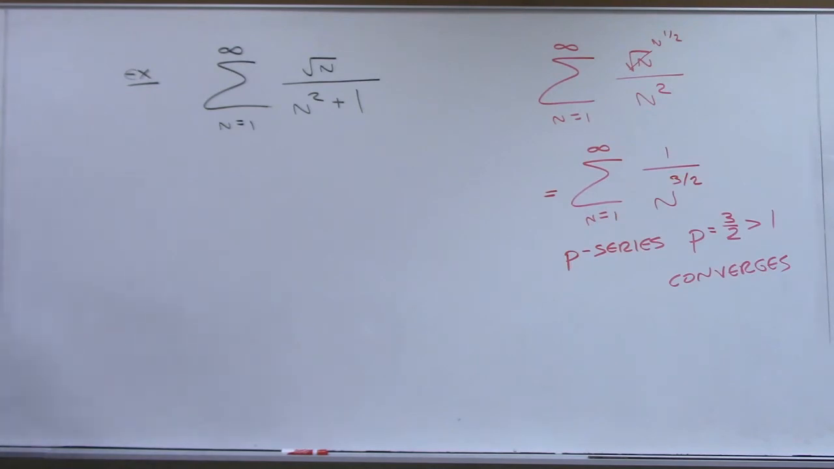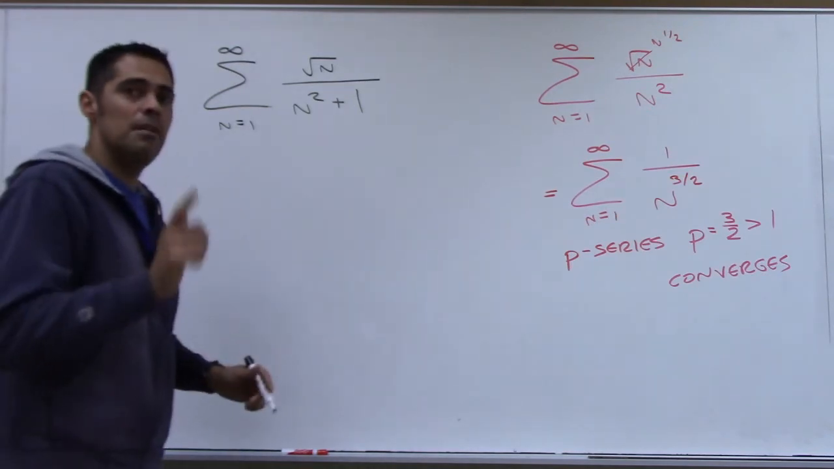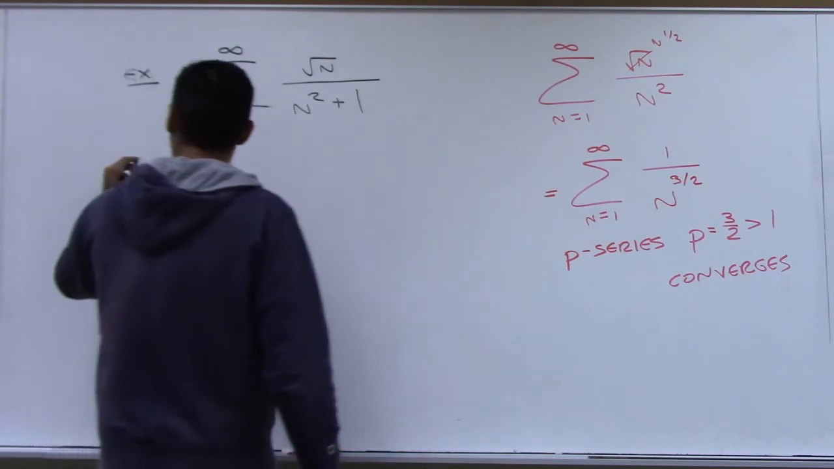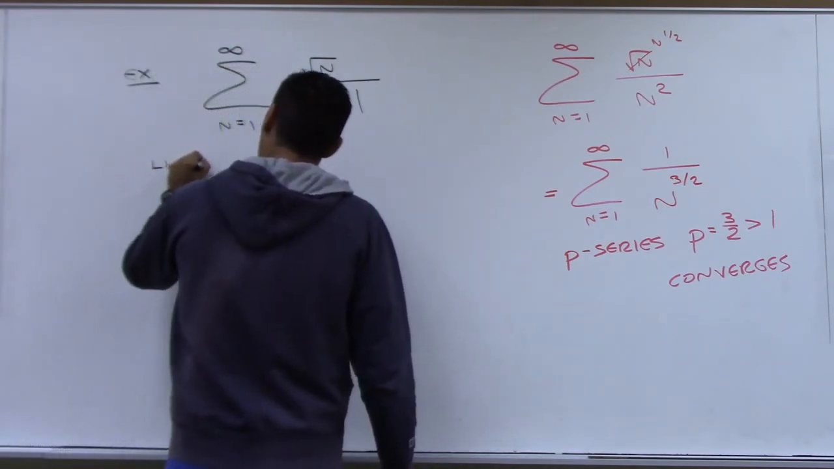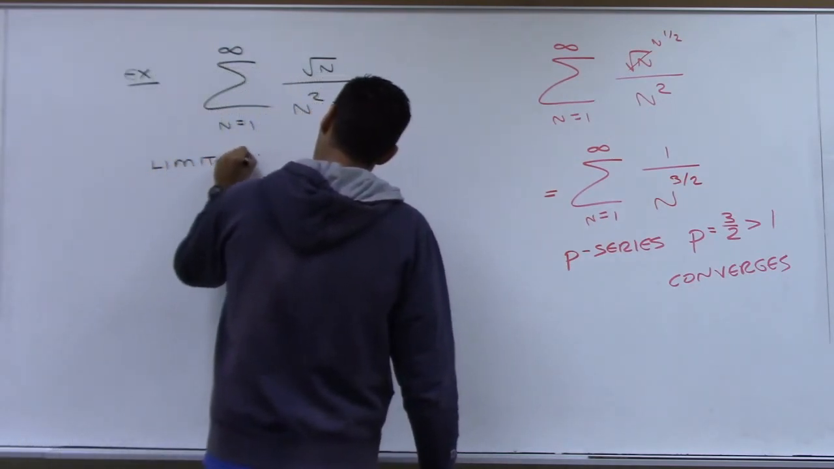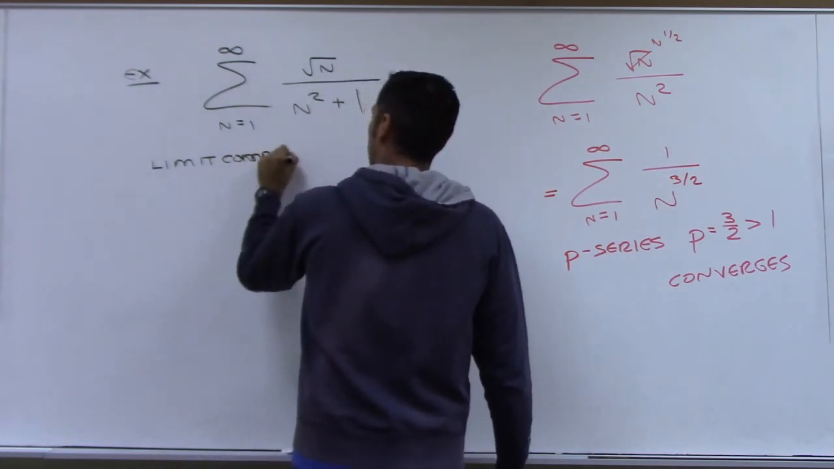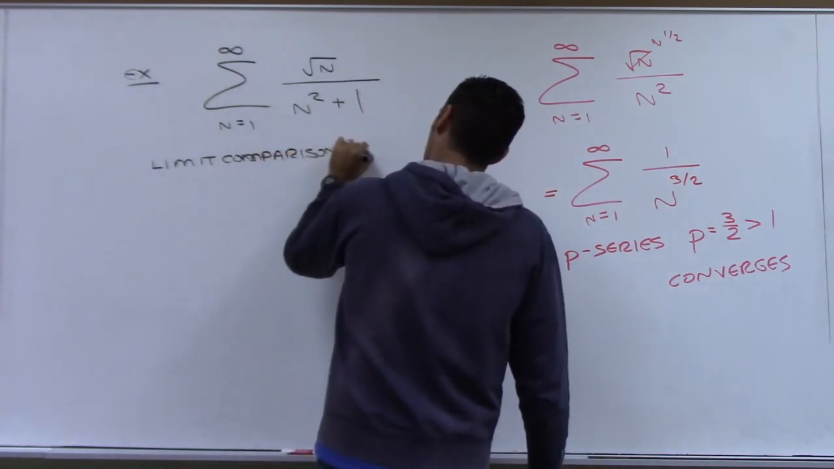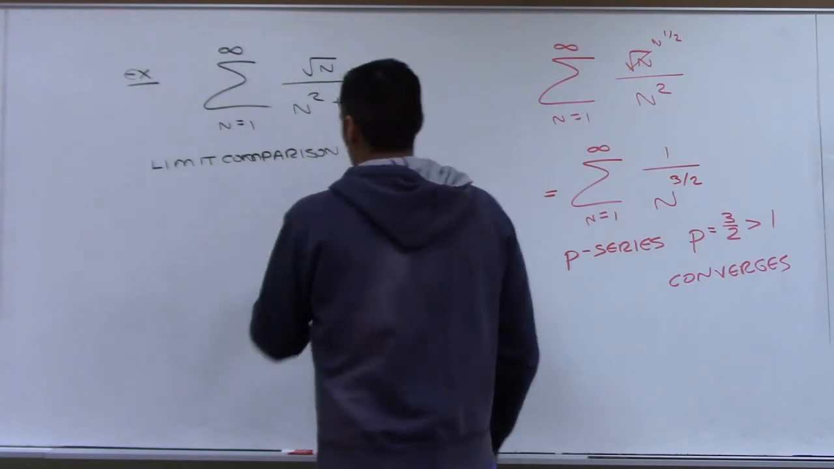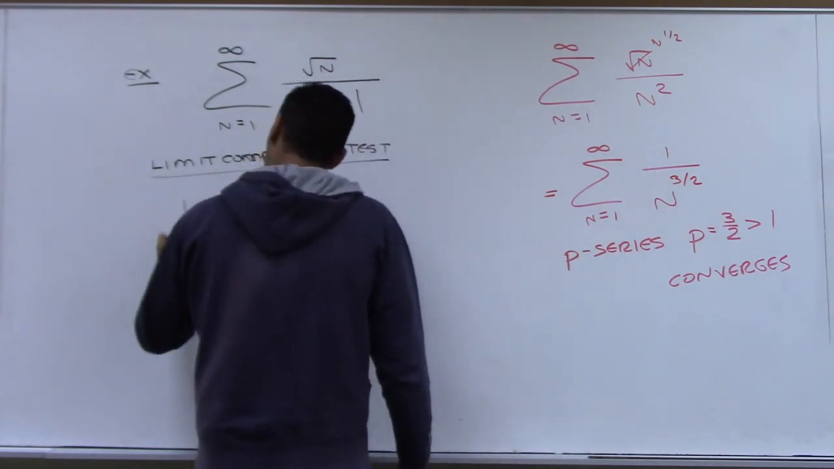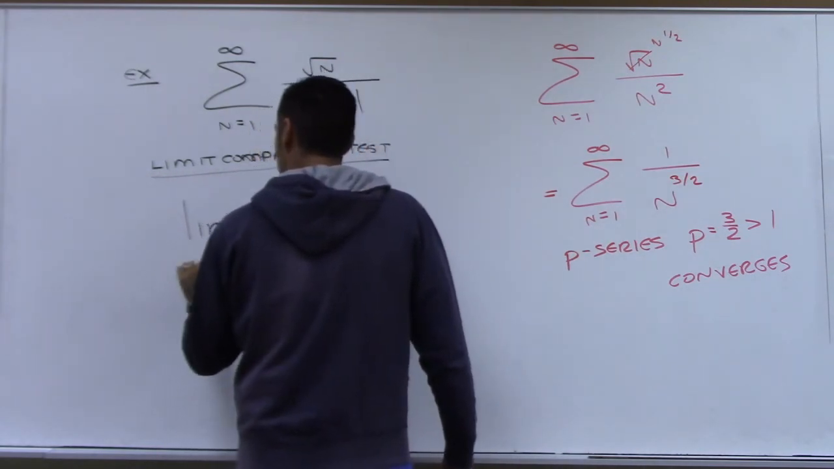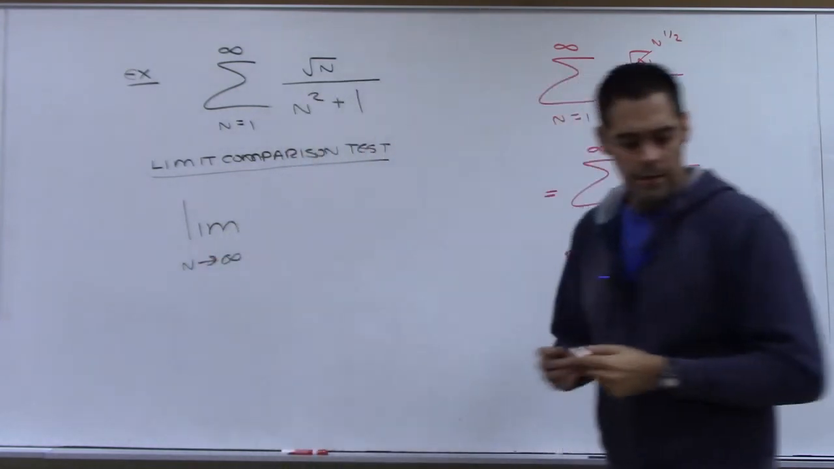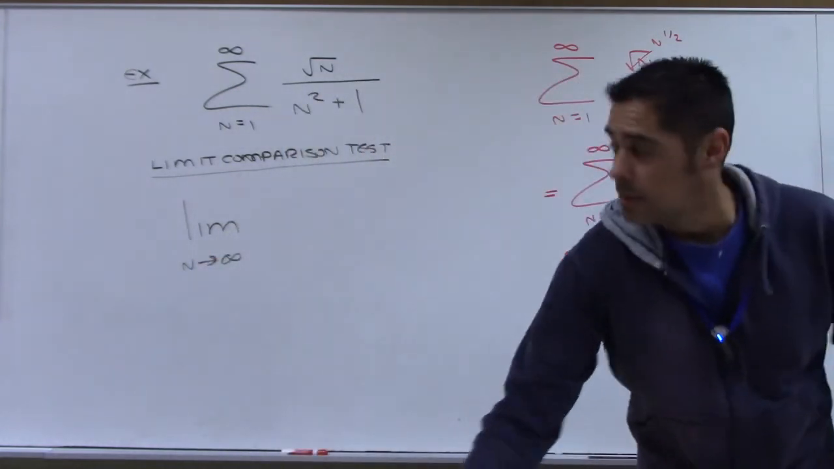All right, so let's do it. Let's see. And you said you want a limit comparison, right? Yep. Okay, so I'm going to let everyone know I'm about to use a limit comparison. Here it is. I'm going to take the limit as n goes to infinity of a sub n over b sub n. And I'll write it out.